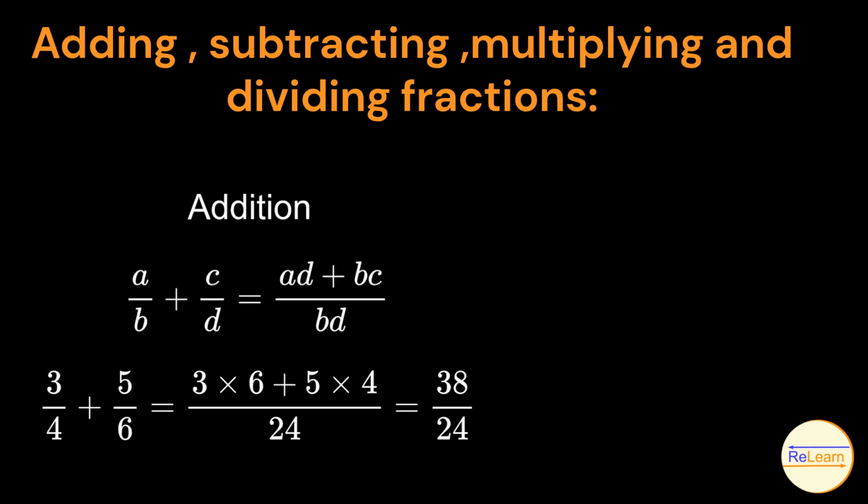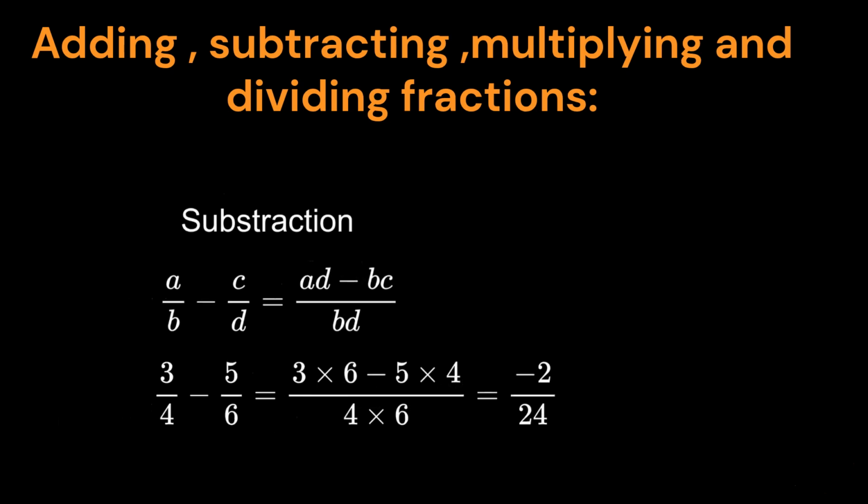Addition. A upon B plus C upon D is equal to AD plus BC upon BD. Example, 3 by 4 plus 5 by 6 is equal to 3 times 6 plus 5 times 4 divided by 4 times 6, which is 38 by 24. Subtraction. A upon B minus C upon D is equal to AD minus BC upon BD. Example, 3 by 4 minus 5 by 6 is equal to 3 times 6 minus 5 times 4 divided by 4 times 6, which is minus 2 by 24.